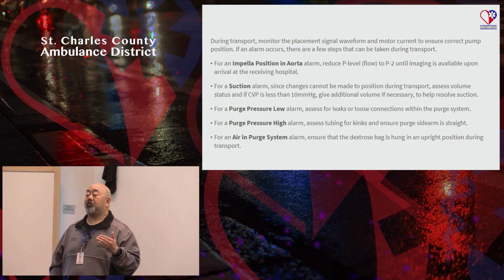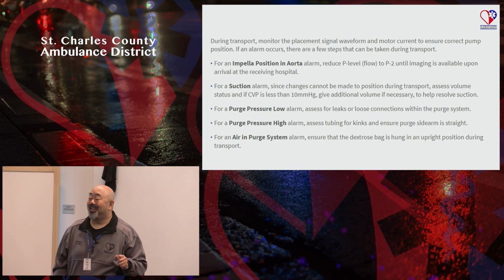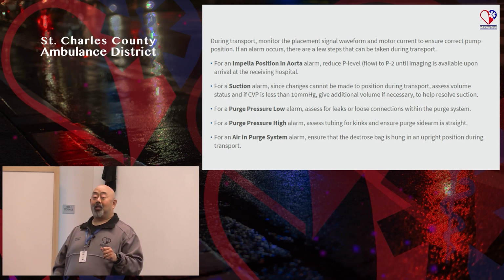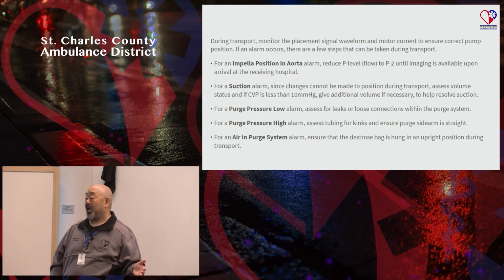because you need imaging to find out, did it go too far proximal or did it migrate distal? You don't know until you get imaging. The one thing they don't want you doing is messing with it. In the truck, you probably should not be pulling it back or pushing it forward because you don't have any idea where it's at. So the safest thing to do is just reduce the flow down to P2, drive a little faster, and they'll get imaging to see where it's at.